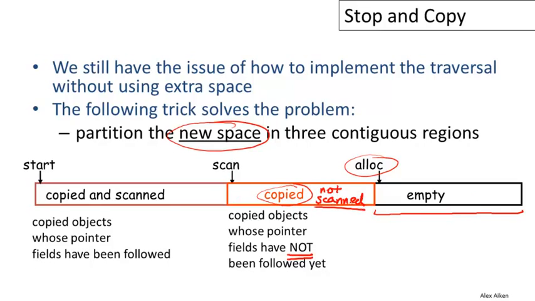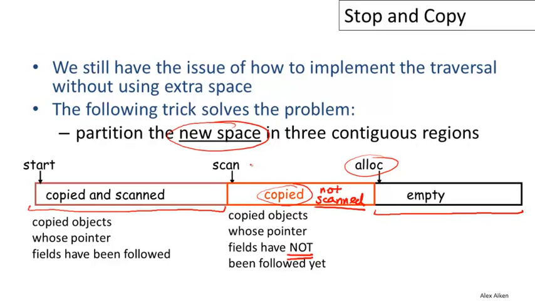And what does that mean? Well, that means the object has been copied over, and so we've actually made a copy of the object into the new space, but we haven't yet looked at its pointers. We haven't looked at the pointers inside the object to see where they go. And then to the left of that are the objects that have been copied and scanned. These are objects that have been copied over, and we've also processed all the pointers inside of those objects.